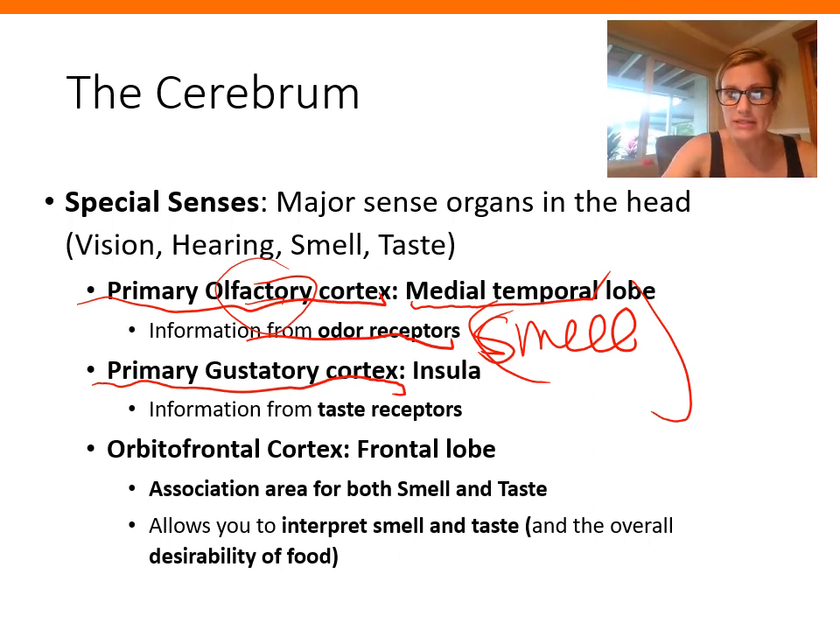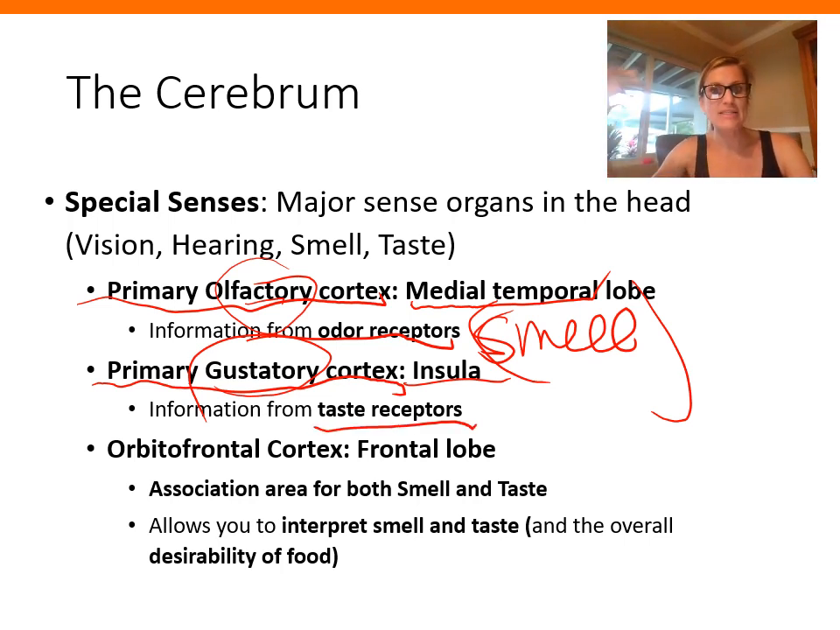The primary gustatory cortex is also located down deeper in the brain. It's located in the insula, right? So both of these are located deep in the brain. And gustation is taste. So the primary gustatory cortex receives information from taste receptors on the tongue. Right? This allows us to say, is the food salty, sweet, spicy, sour, umami, which is the meat flavor. There's receptors for water, if you believe that water is flavor. But this raw data about what type of receptor is being stimulated goes to this primary gustatory cortex.